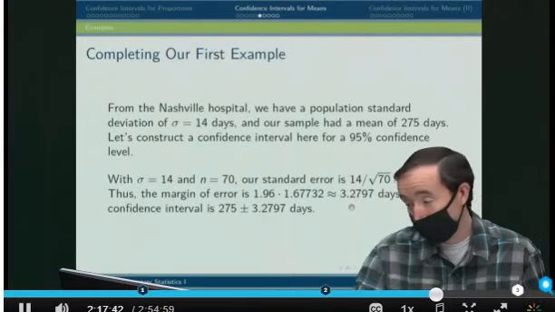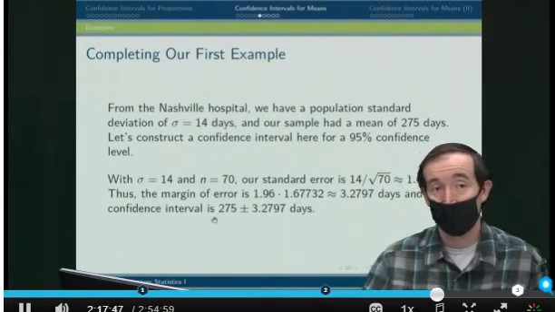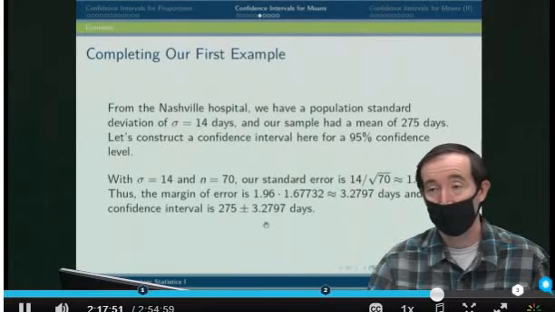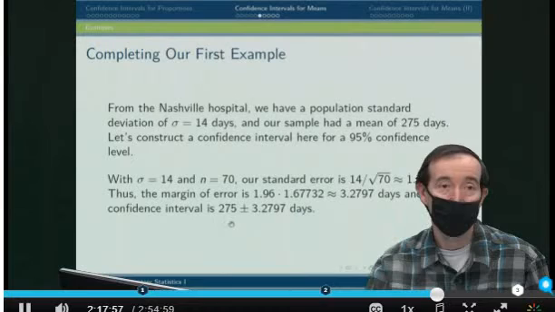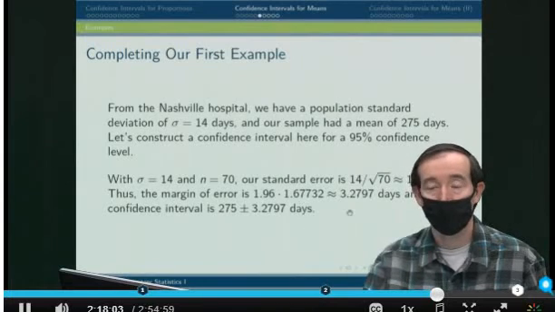And so my confidence interval is 275 plus or minus that margin of error. It's what I saw in the sample, plus or minus the margin of error that I computed. And as I said, that's 271.73 up to 278.27, roughly.